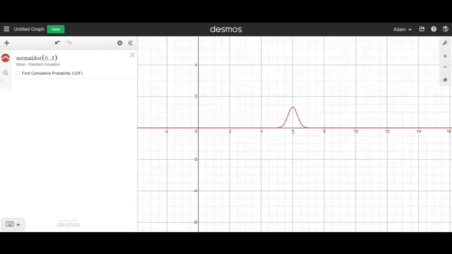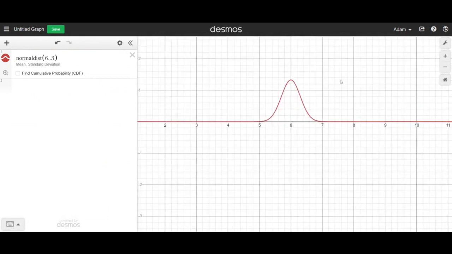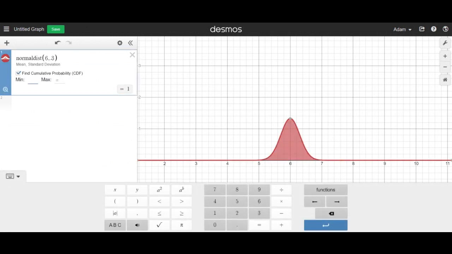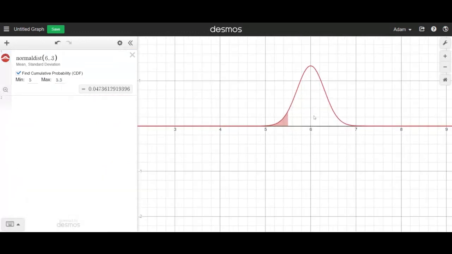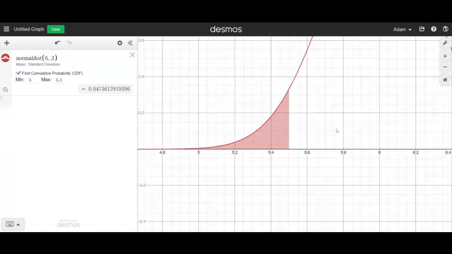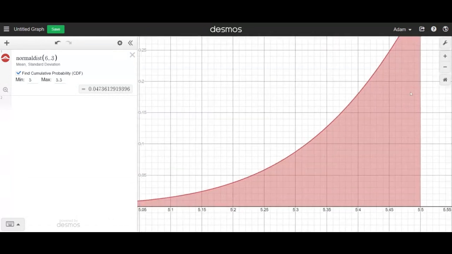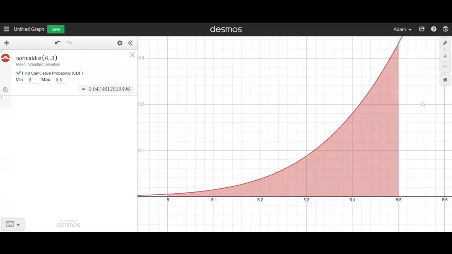Okay, I'm just going to move the graph so it's easier to see. I'm going to zoom in. See, we want CDF. Click that, and we want to go from 5 to 5.5. So you can see it's giving us the area. Let me zoom in even more. Okay, we have the area here from 5 to 5.5, as you can see. There we go. Now this is the area. And this is the number it gives us, which is what that area is.